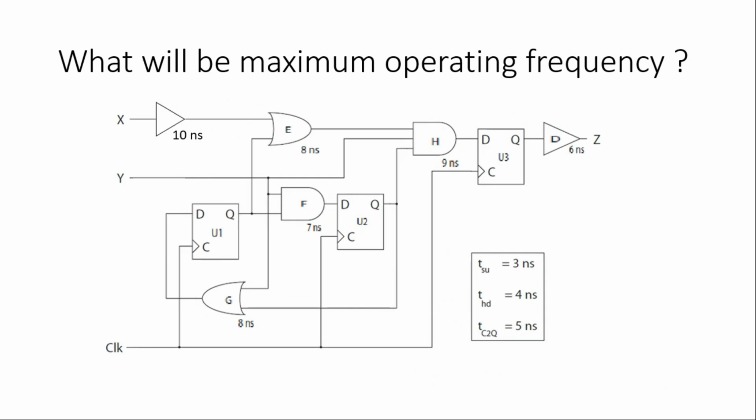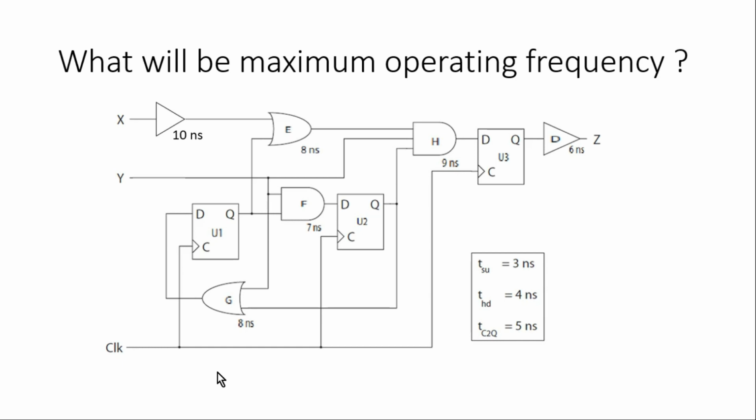Friends, by now you know how to find out the critical path and how to calculate the maximum operating frequency of the design. I have taken this design from question number 1 and I have made some changes in the design. And now you have to tell me what will be the maximum operating frequency of this design. You can pause my video here, take your time, and if you come to know its answer, please write down in the comment section and we will discuss there.